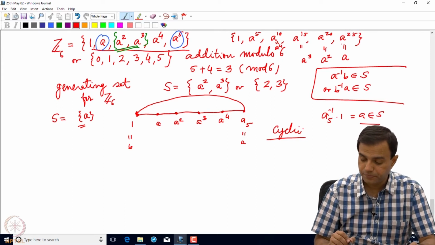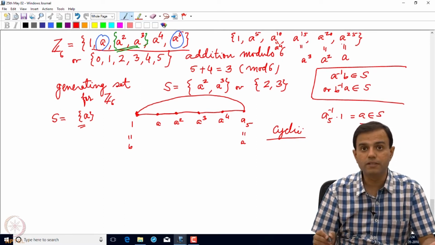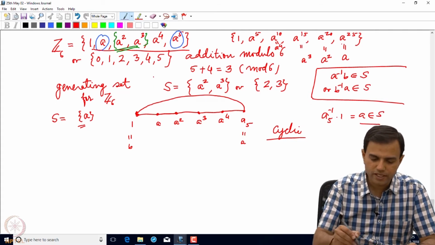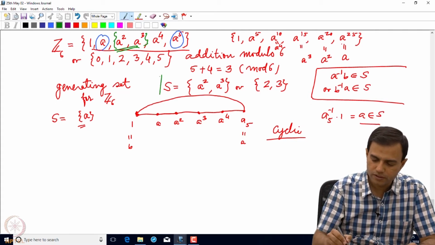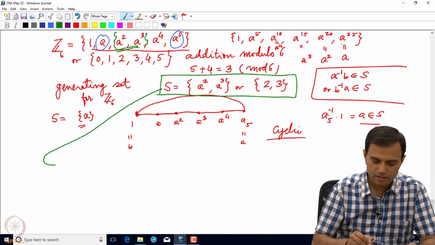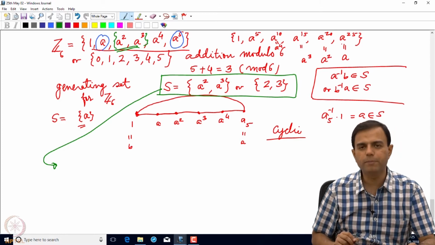So what about some other generating set? I take this to be the generating set this time, this one. So let's see what happens.